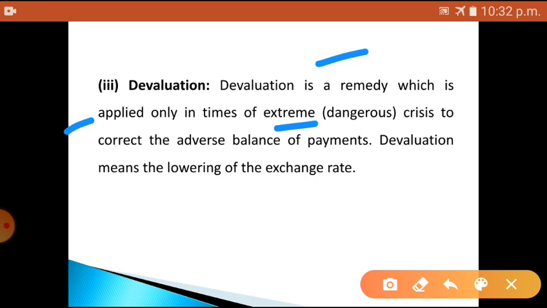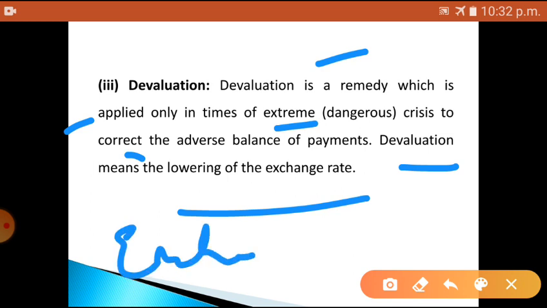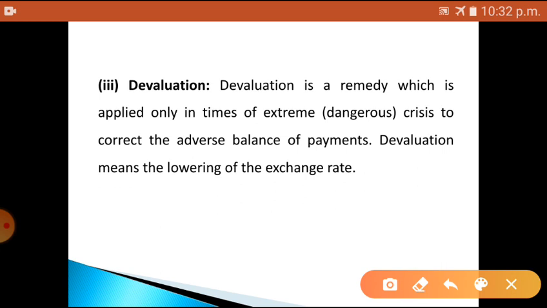Crisis means problems, a dangerous crisis, to correct the adverse balance of payment. So here devaluation means lowering the exchange rate, where the country will lower its exchange rate. This method is applied only in extreme crisis to correct the disequilibrium in the BOP.